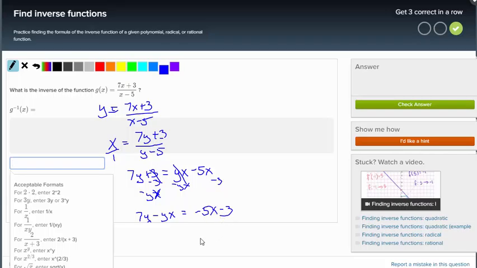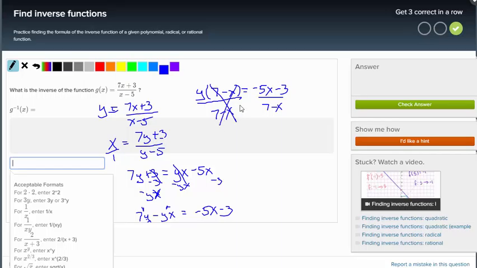minus 3. So now, since I have a y in this term and a y in this term, I'm going to factor a y out. If I factor y out of a 7y, it leaves a 7. If I factor y out of a minus yx, it leaves minus x. That will still equal negative 5x minus 3. I want to get y by itself, so I need to divide both sides by 7 minus x.